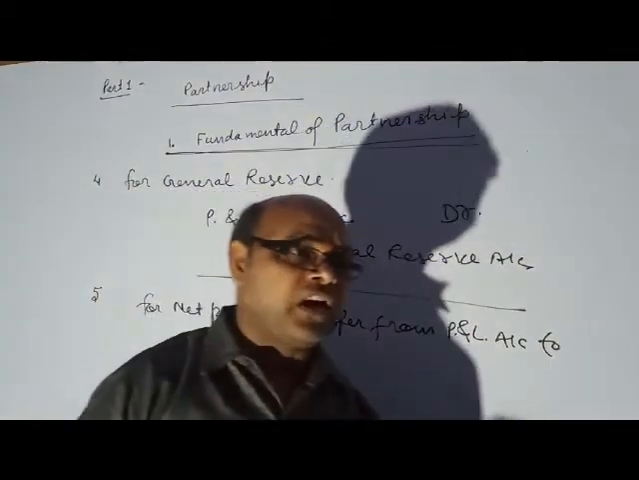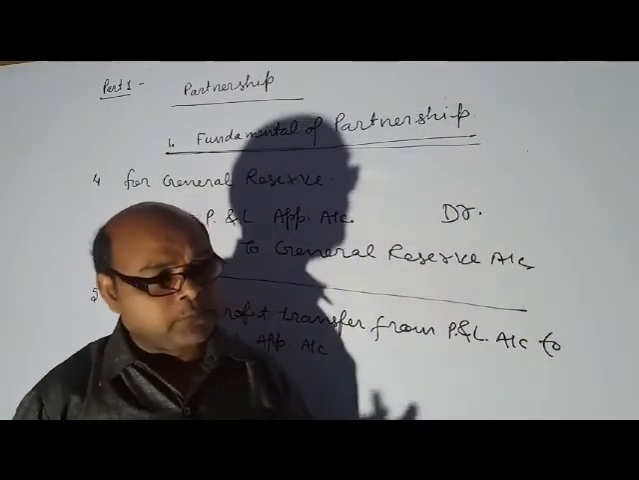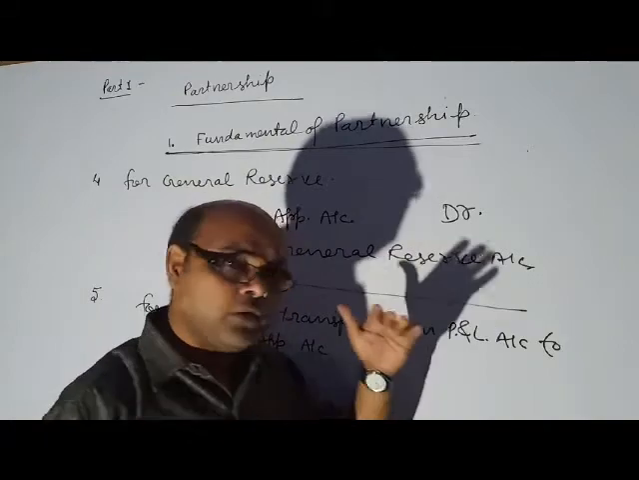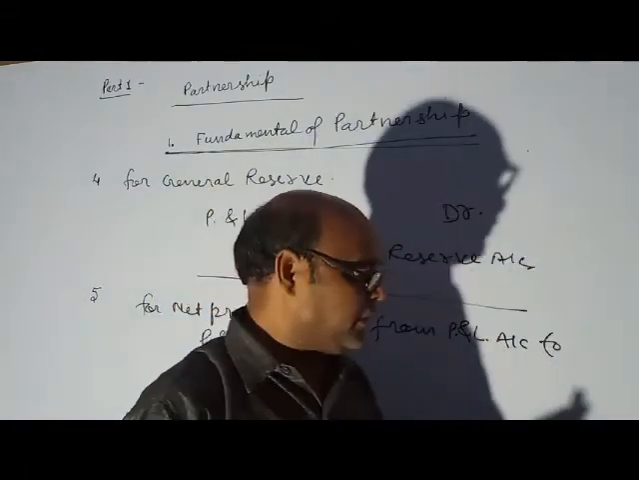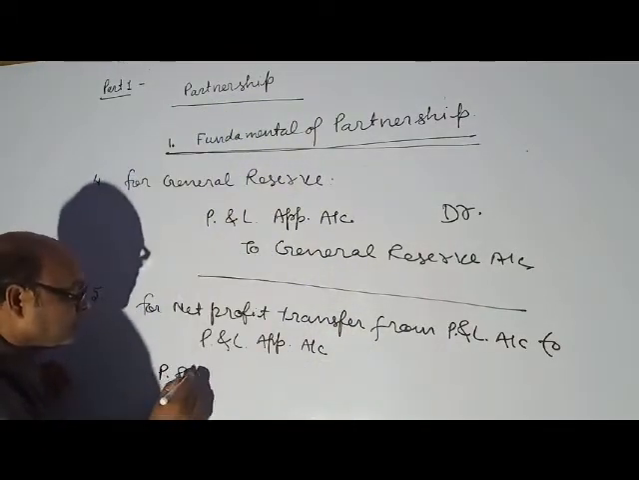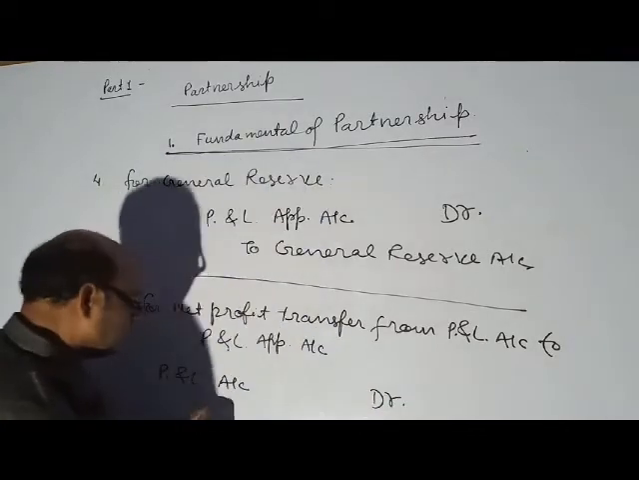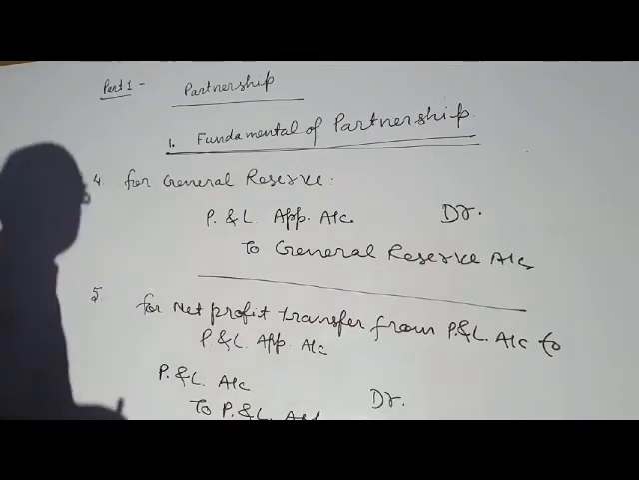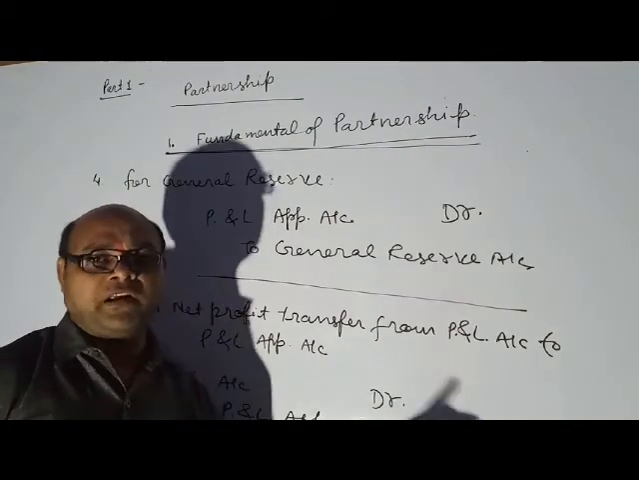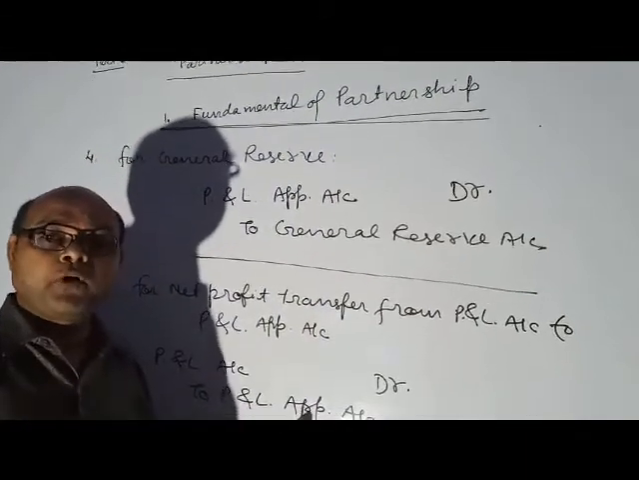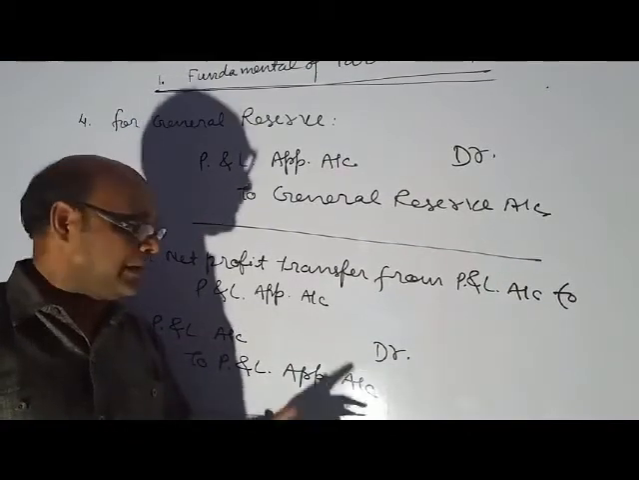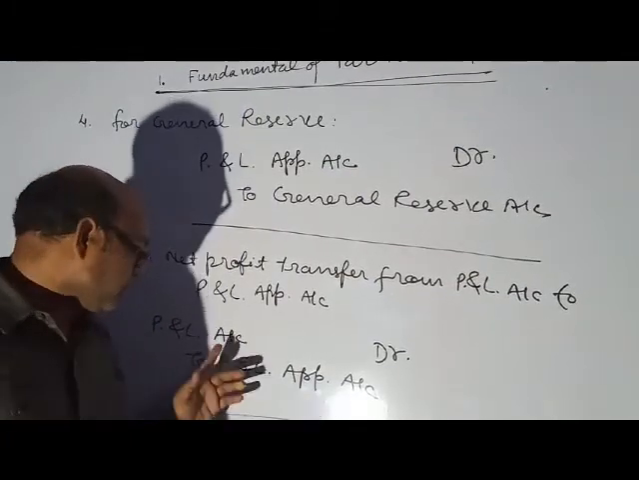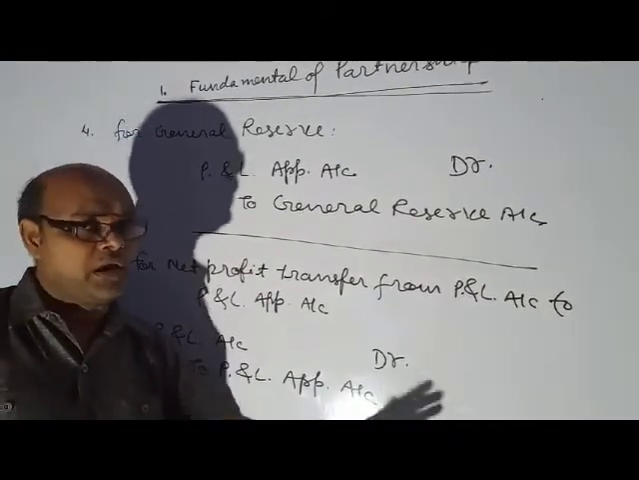Here profit from PL is transferred to PL appropriation. So profit will be reduced from the PL account and increased in the PL appropriation account. So the PL account will be debited and the PL appropriation account will be credited. So it will be recorded on the PL appropriation credit side by profit and loss account, or you can write by net profit. That is also correct. Either you write by PL account or by PL appropriation account.